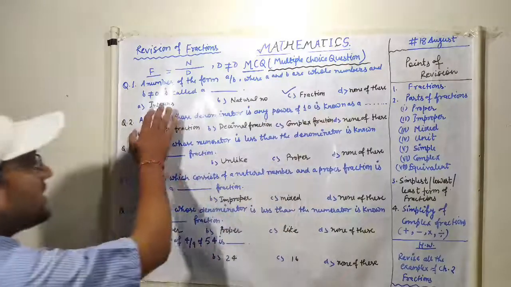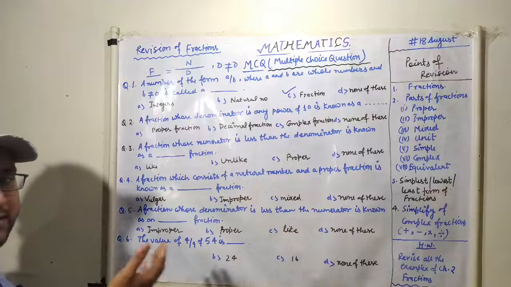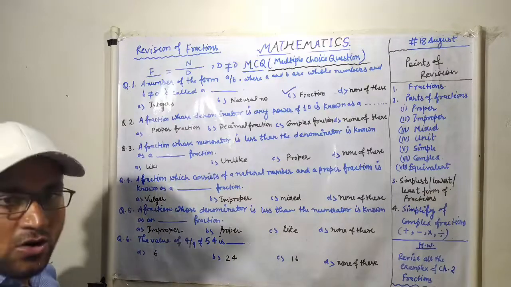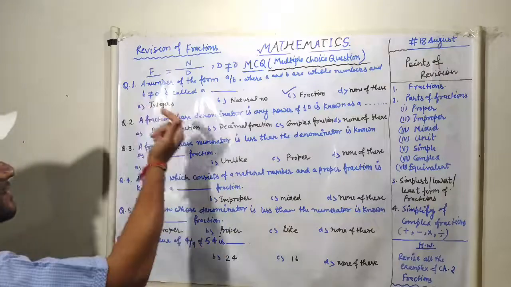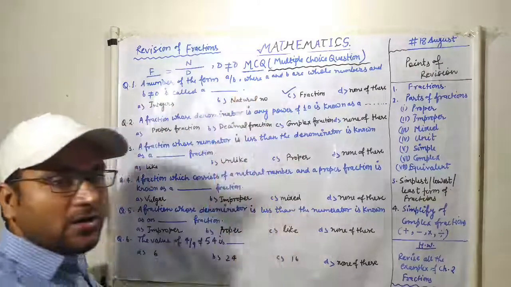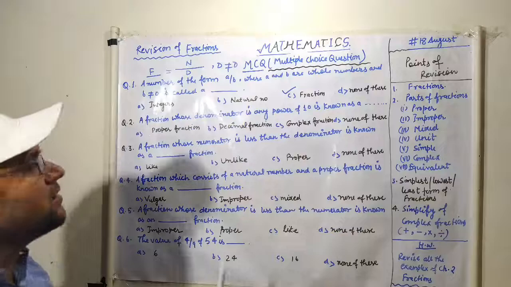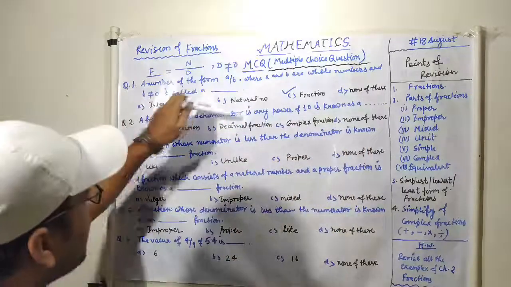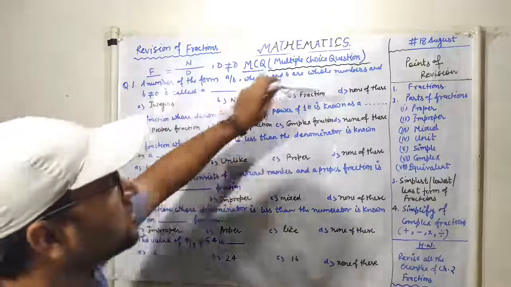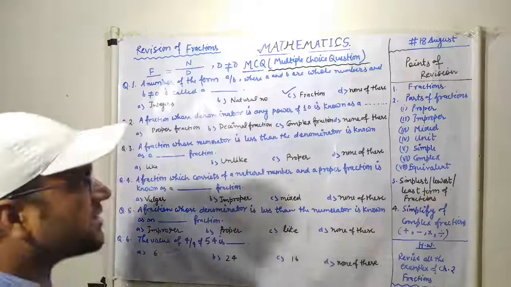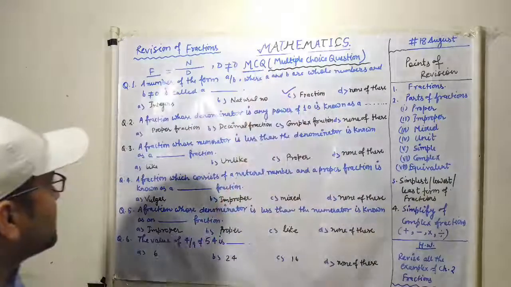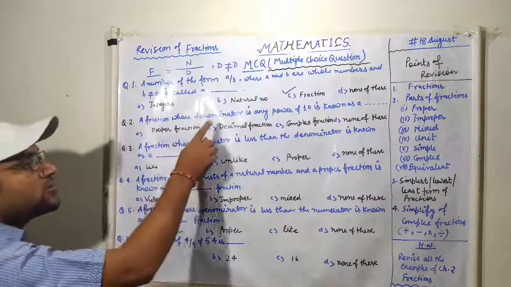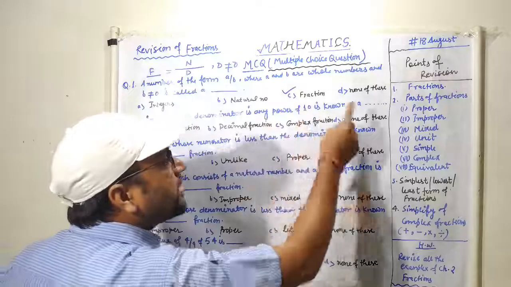Okay, and you know that a set of negative numbers together with the whole numbers is known as integers. Natural numbers are all the counting numbers. None of these means if A, B, C are all incorrect, then the option is none of these, but here option C is correct. Now question number 2, a fraction whose denominator is any power of 10.